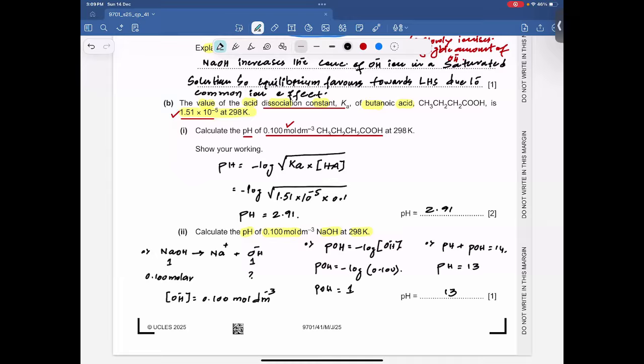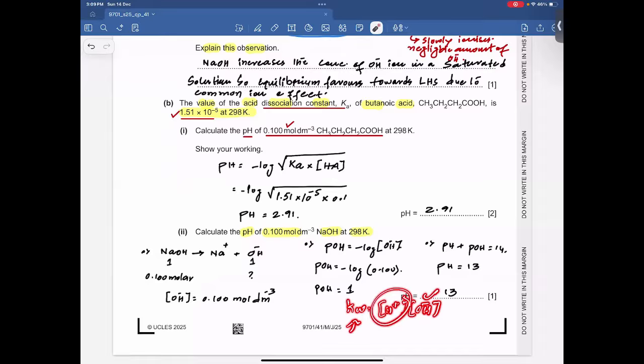Instead of using all these steps, you can use Kw equals concentration of hydrogen ion times concentration of hydroxide ion. You know the value of Kw. You know the concentration of hydroxide ions. You will get the concentration of H plus ions. If you take the negative log of that hydrogen ion concentration, you will get the value of pH, and that's going to be the exact value. That is 13. So that's an alternate method to get the pH value, which we have done in the class also. Let's move on to the next page.